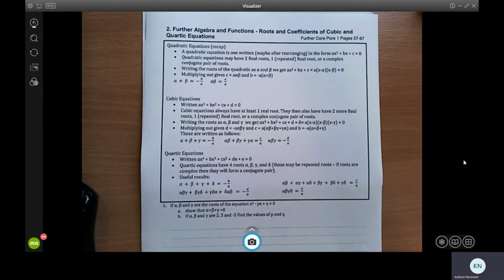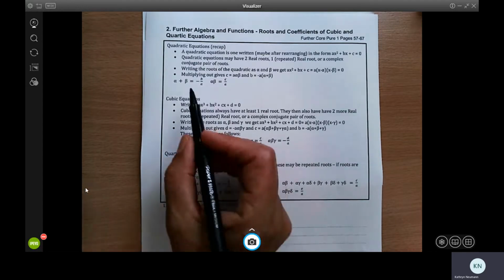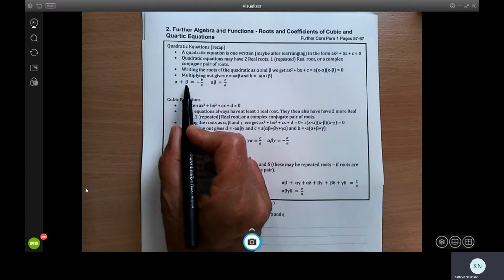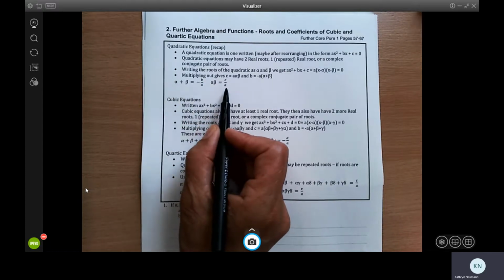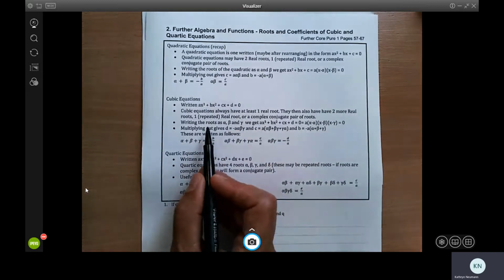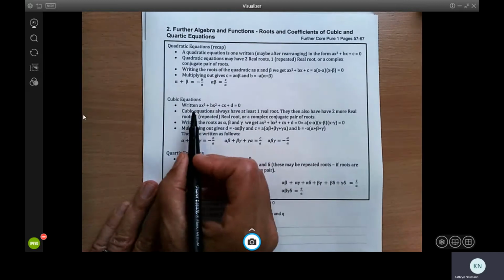Hello and welcome to this Core Pure 1 video on roots and coefficients of cubic equations. From the work you did previously on quadratic equations, you should know that for a quadratic, the sum of the roots, alpha plus beta, is minus b over a, and the product of the roots is c over a. A similar pattern works for cubic equations.